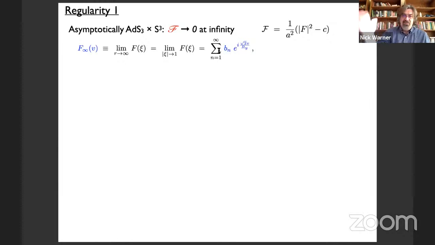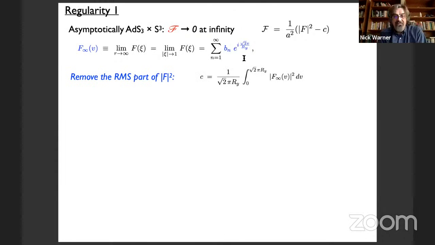The bn's have to fall off as n gets larger. Oops, there's an n missing in that exponent, I'm sorry. It should be e to the i n. So basically, you wind up with that Fourier series, and this is going to be the thing we're going to focus on because it's the modulus squared of this quantity that survives at infinity. We've got to get rid of it.